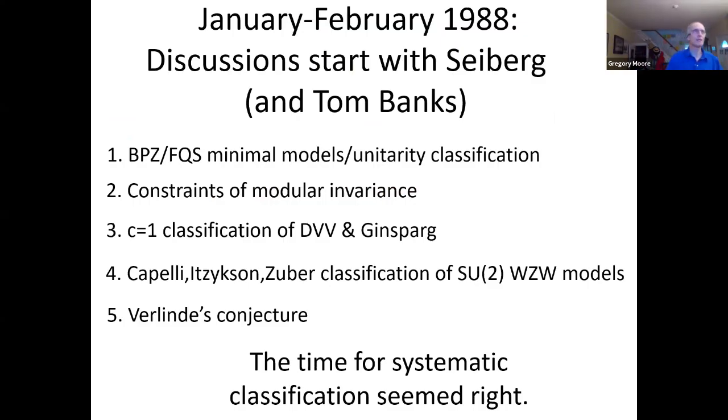We knew from Cardy about the constraints of modular invariance. We knew about the c=1 classification of DVV and Paul Ginsparg. There was this amazing result of Cappelli, Itzykson, and Zuber on the classification of SU(2) WZW models, and then by the GKO construction that gave a classification of the minimal series. And then there was Friedan's conjecture. So the time for systematic classification seemed very right.